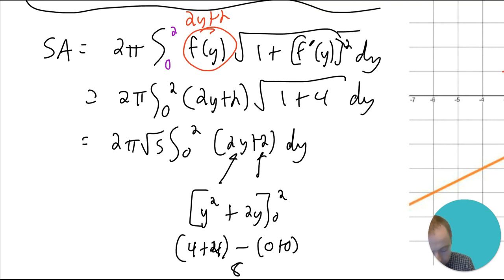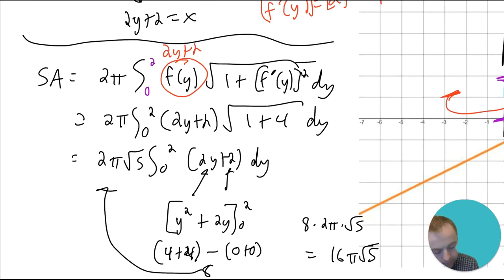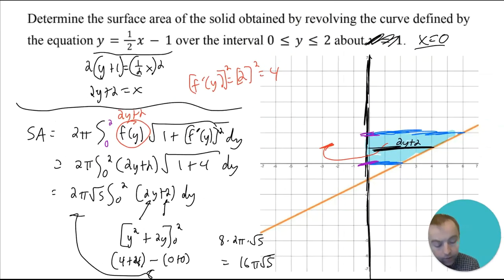so that equals 8. But then we still have to multiply by the 2 pi and the square root of 5, right? So 8 times 2 pi times square root of 5 equals 16 pi square root of 5. And then that's your final exact simplified answer. Because it was a surface area, this is going to be in square units.